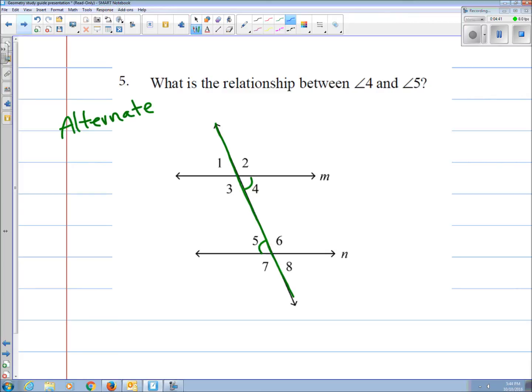And these are my parallel lines. They are on the inside of the parallel lines. So they're alternate interior angles.